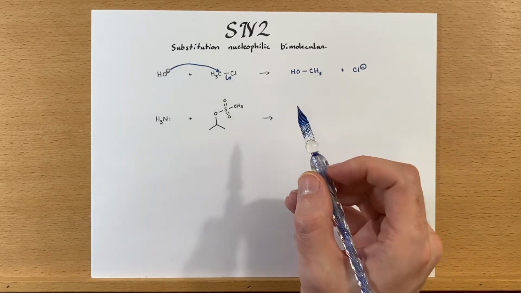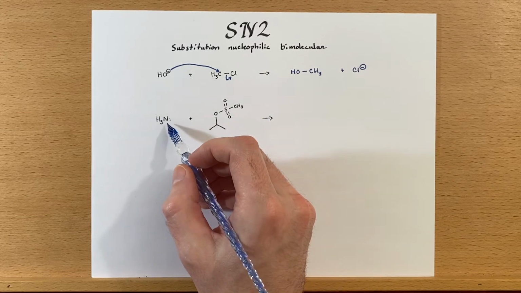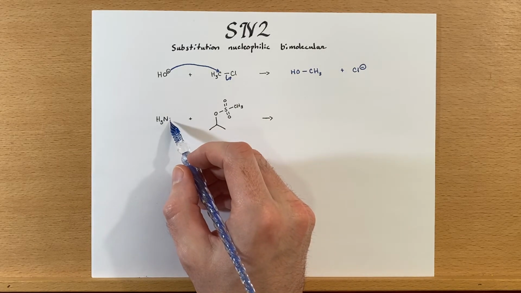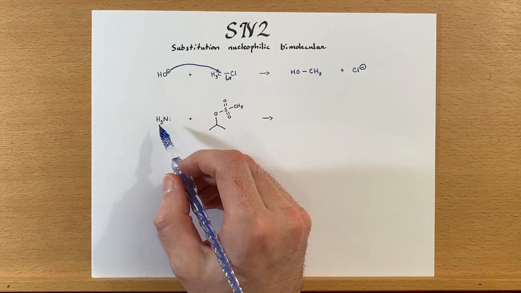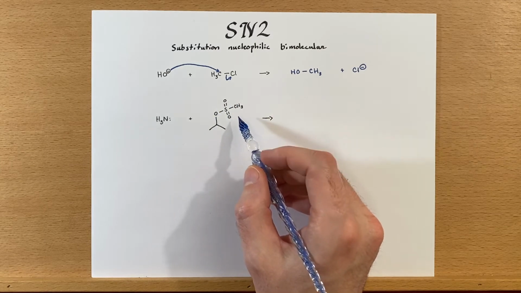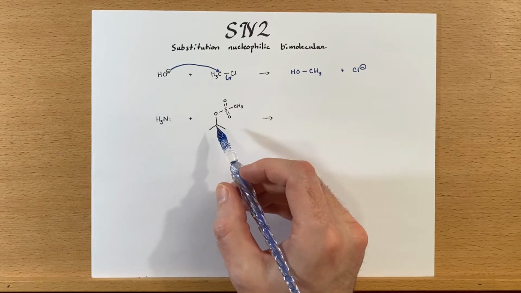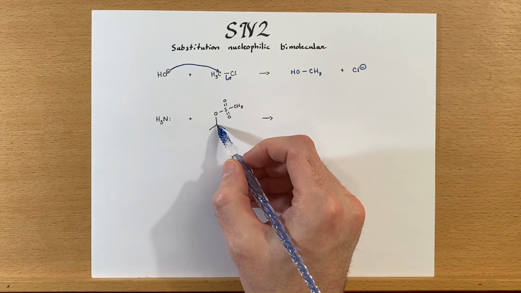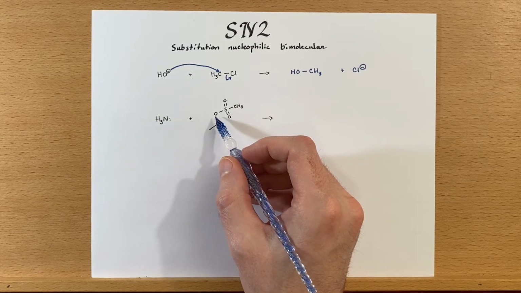Similarly, we can have reactions that are SN2 with a species that does not have a negative charge, but it will have an area of electron density, such as this ammonia molecule right here. Now we have this large sulfonyl group, and that will leave when this ammonia comes in. So, like up here, we have a carbon that has a partial positive charge, and this one will have a partial negative charge here on the oxygen.